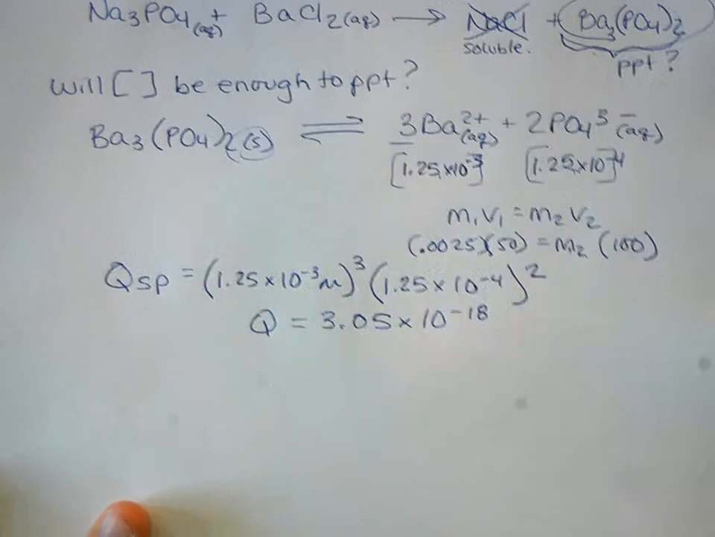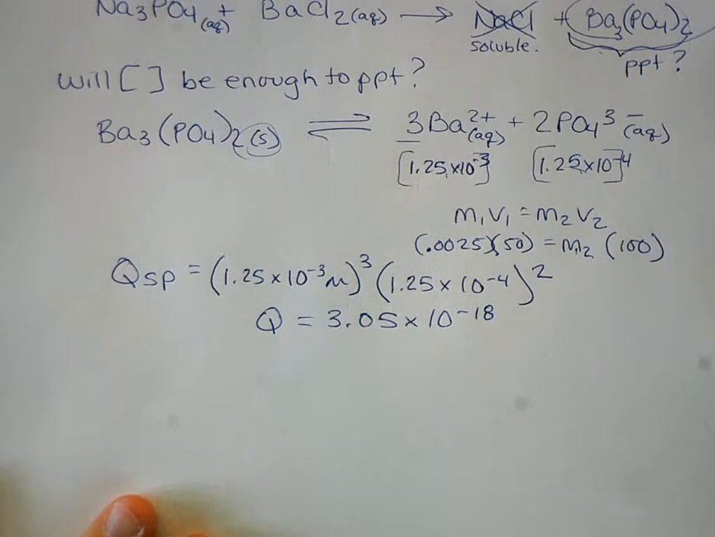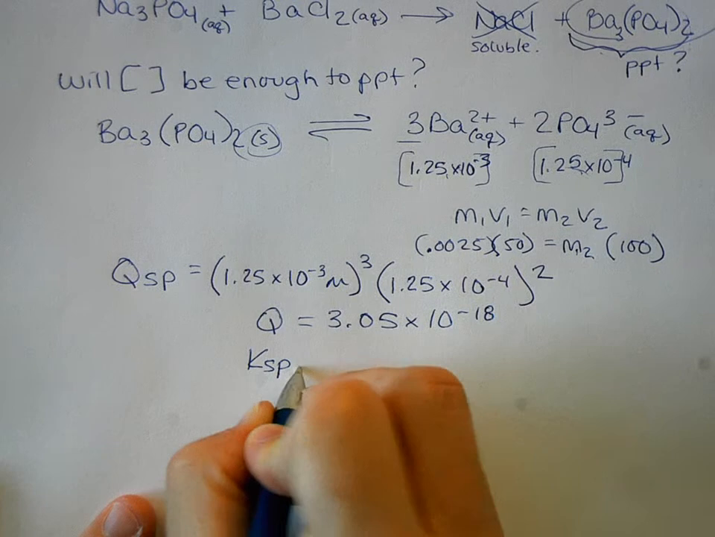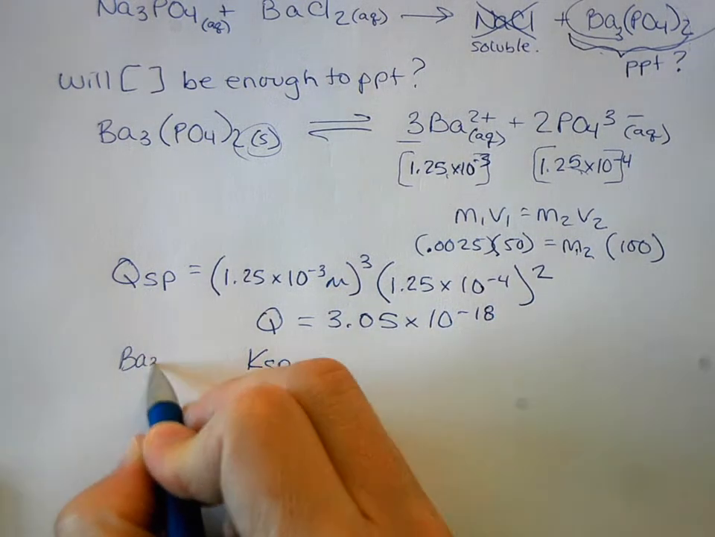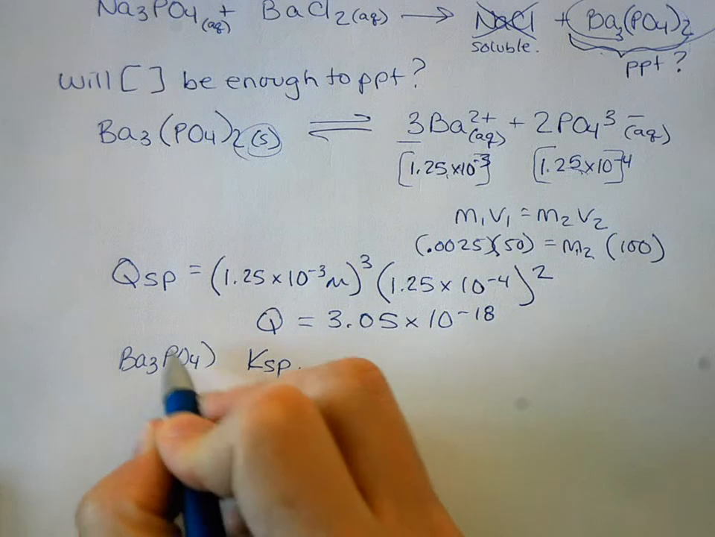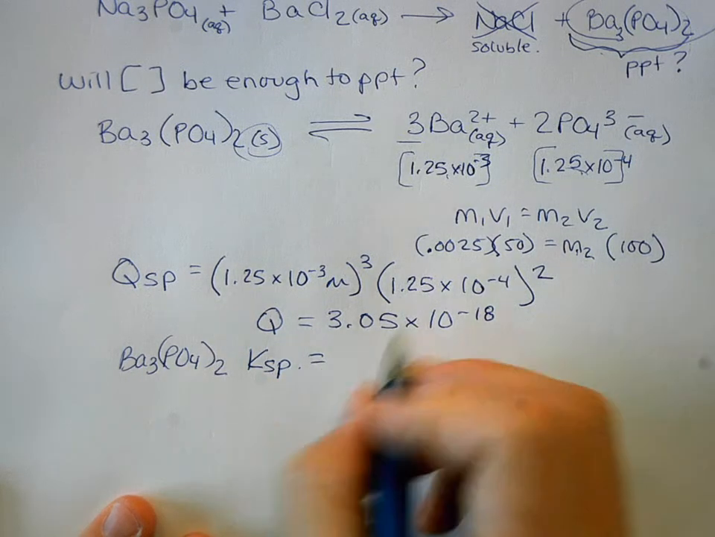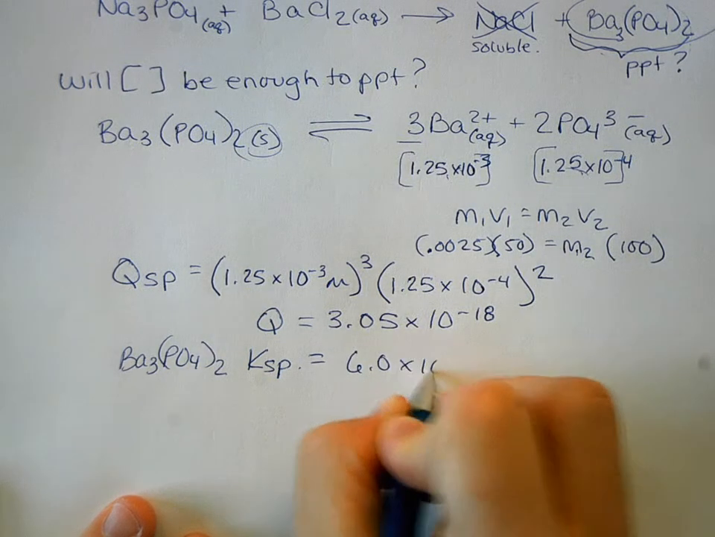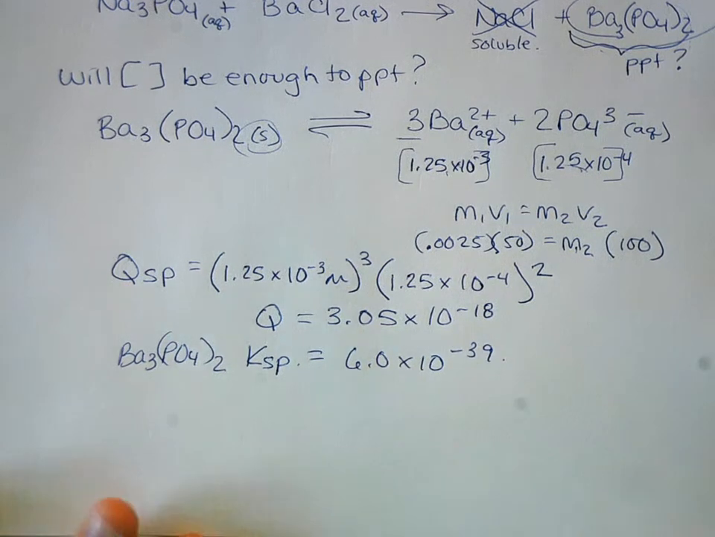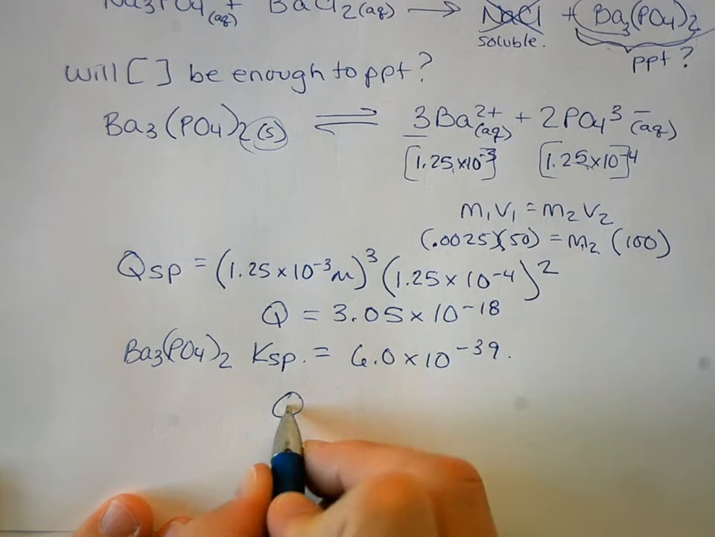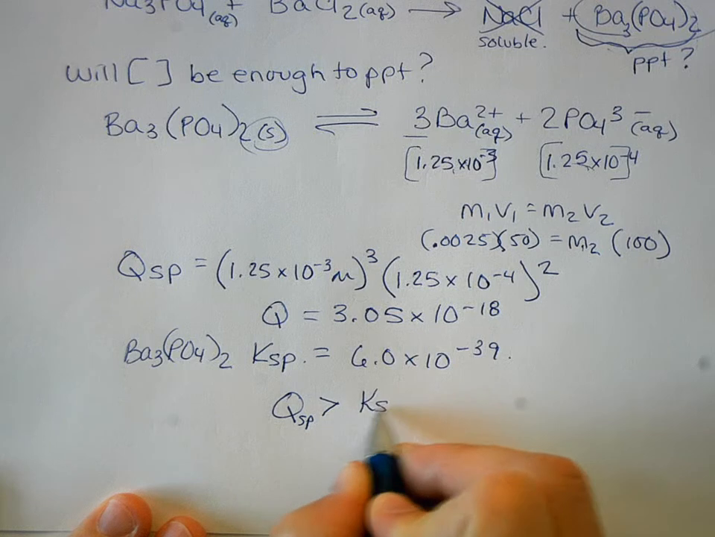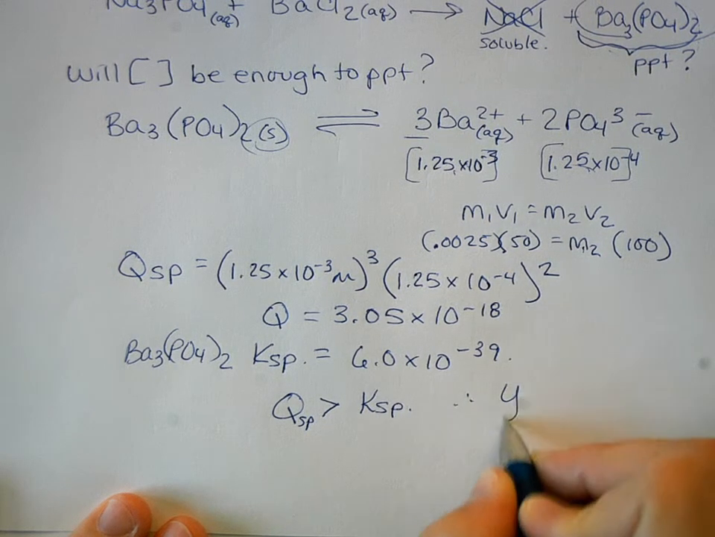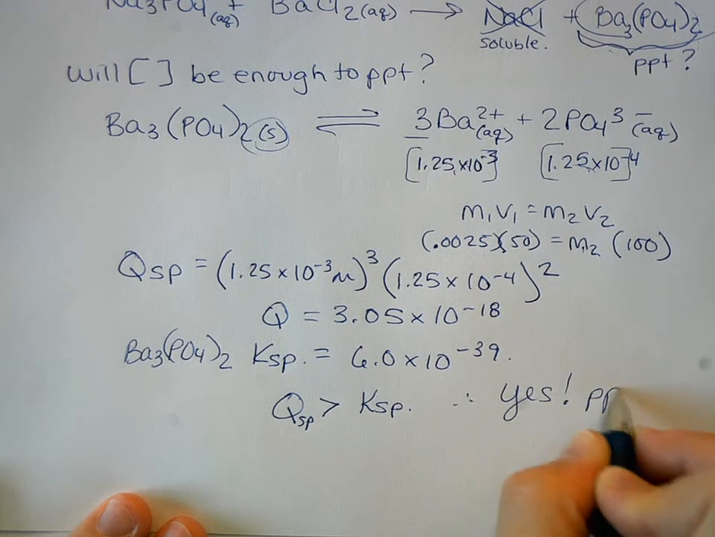Now, if I actually look up the Ksp value for barium phosphate, the Ksp value is 6 times 10 to the negative 39. So my Q is greater, my Qsp is greater than Ksp. Therefore, yes, I will have a precipitate form.